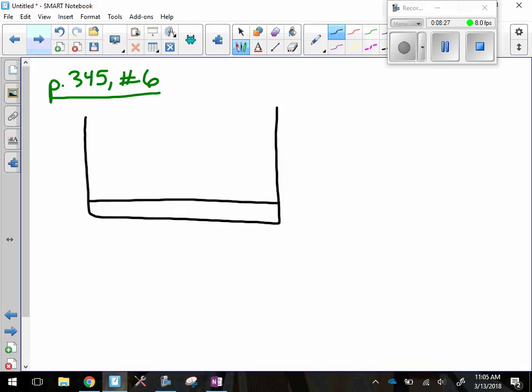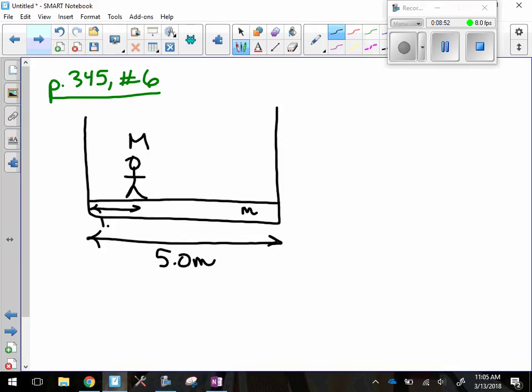Okay, so I've got my scaffold here, or my platform, and it's 5 meters long, and it's got some mass that we'll call little m. And then I've got a window washer. We'll call that mass big M. And the window washer is 1.5 meters from one end. It doesn't really matter which end.